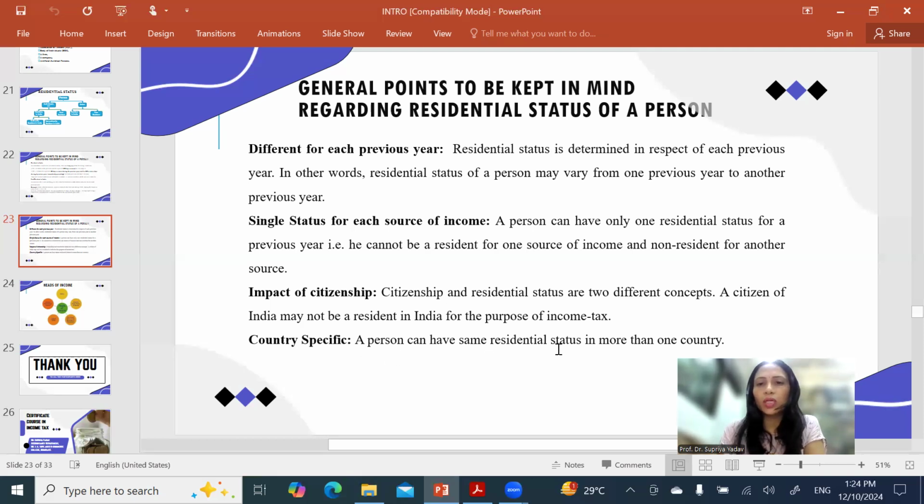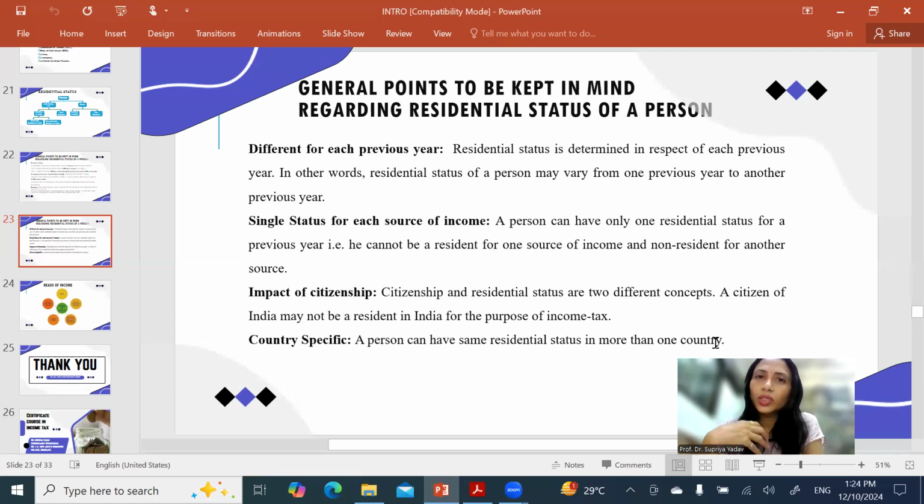A person can have the same residential status in more than one country. Yes, he may be a resident of India as well as a resident of the USA also. How is it? Because the condition is that he has to stay for 182 days in India. But suppose he stayed in America for 60 days, and in the immediately preceding previous years also he completed that 365 days condition. So at that time he became a resident of India as well as a resident of America also. This is how the residential status affects.